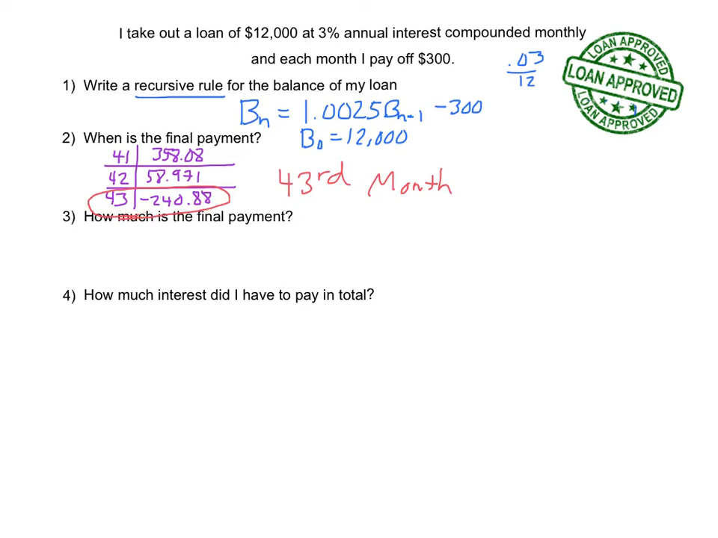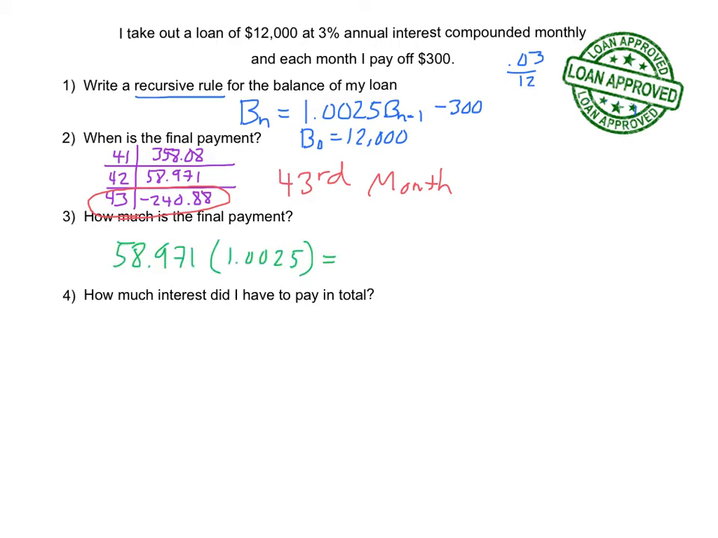Now there's a couple ways to do this. I'm going to do it where I look at the one ahead of time. So going into the 43rd month, I still owe $58.97. So paying $300 is way too much. But if I only pay $58.97, they're not happy because, well, they got the interest on it. So I need to take that into account. So I'll set that up.